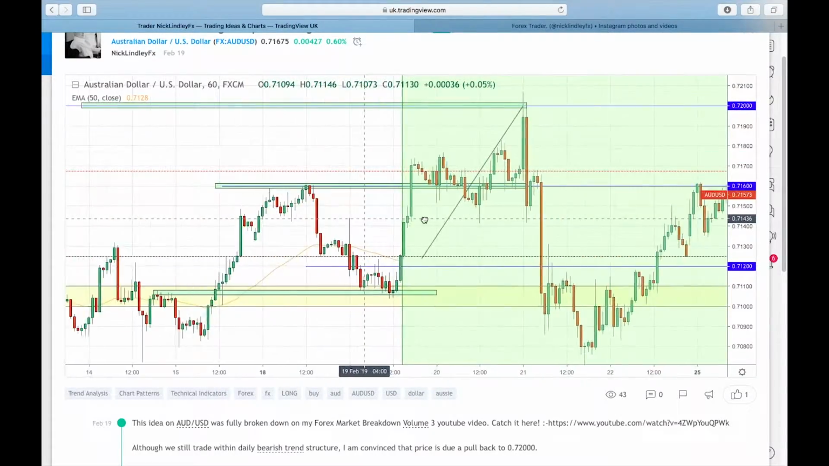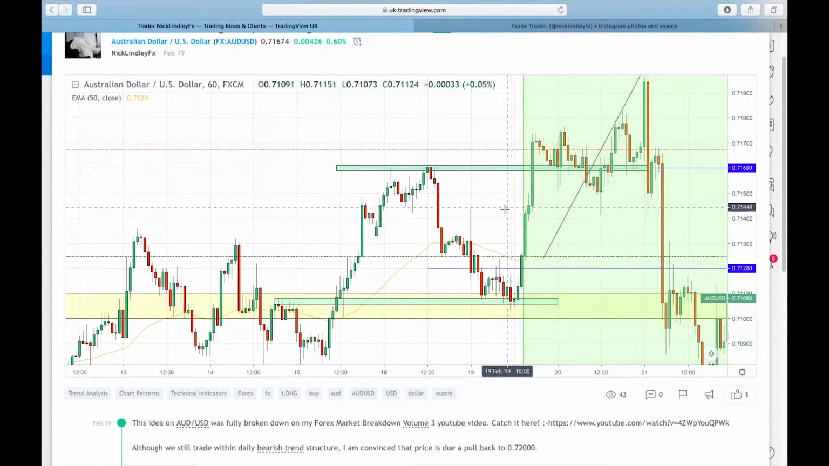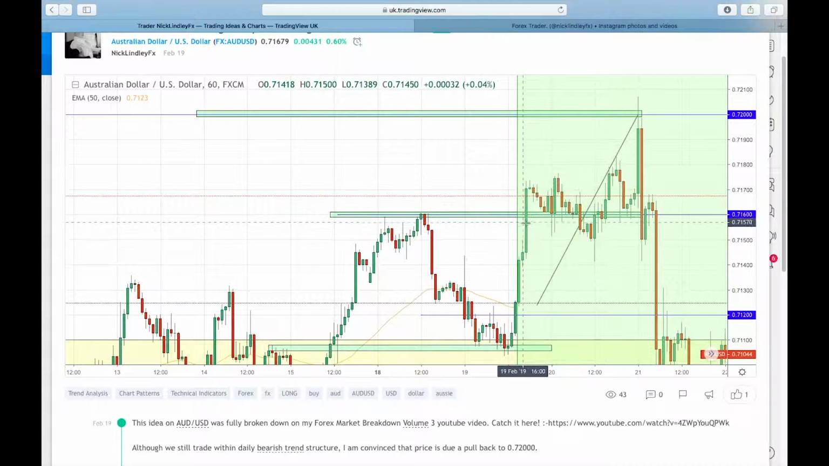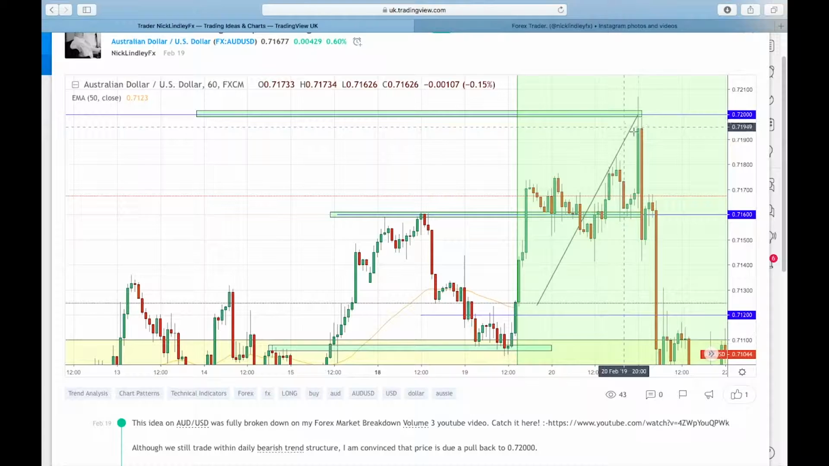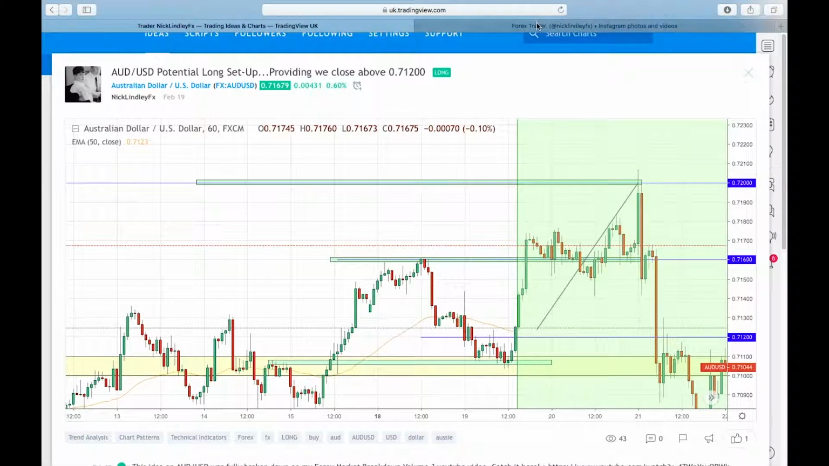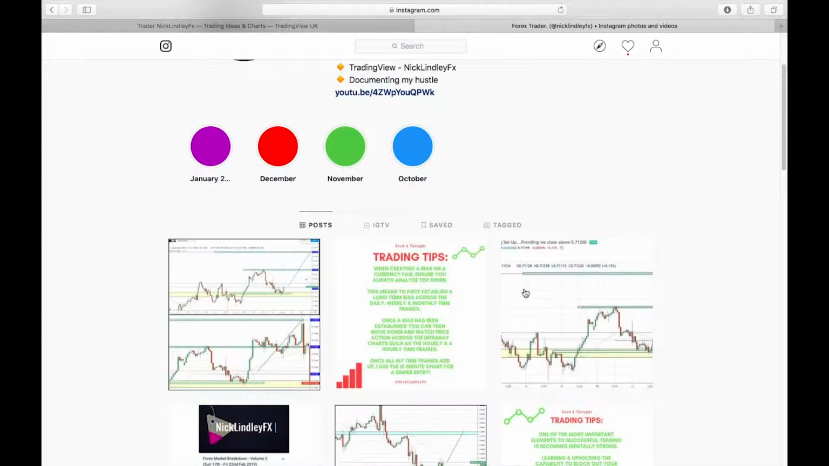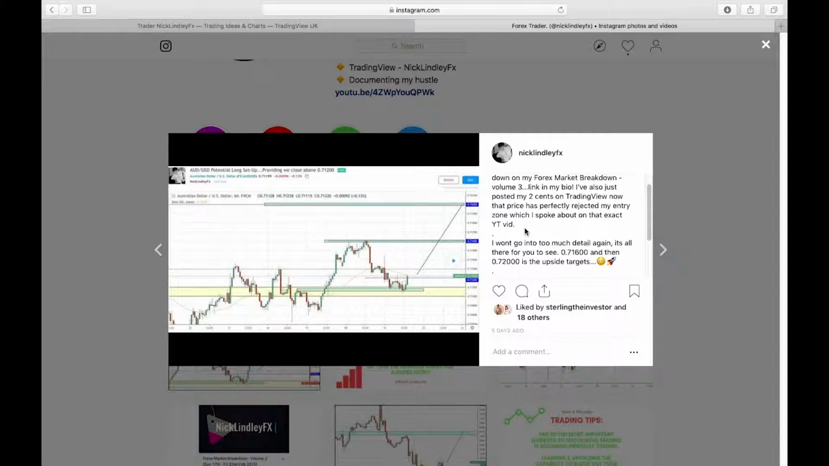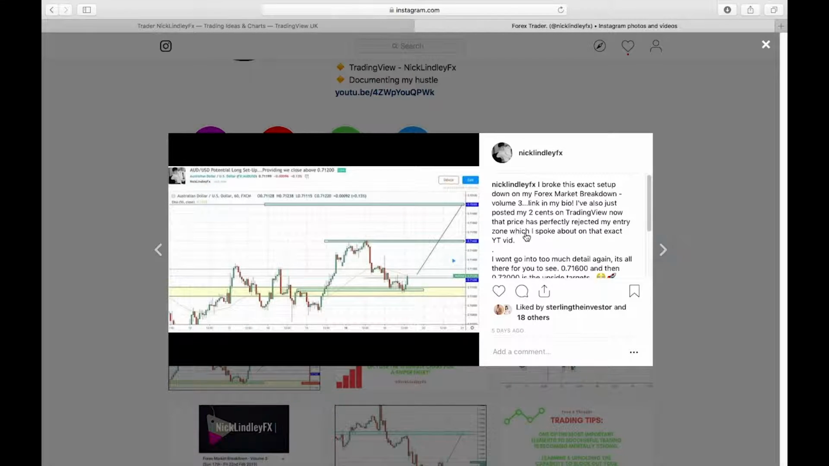So pretty much as soon as I posted this, within 1, 2, 3 hours the first target was hit, we consolidated, had a pullback, formed a higher low, and had that final push up to 0.7200s, which was hit, and then price did collapse. So that worked out perfectly. I also did post this on my Instagram. We can go ahead and see here. 5 days ago, here it was. I was saying that following my YouTube video, following my TradingView analysis, we are now heading up to 0.7200s.